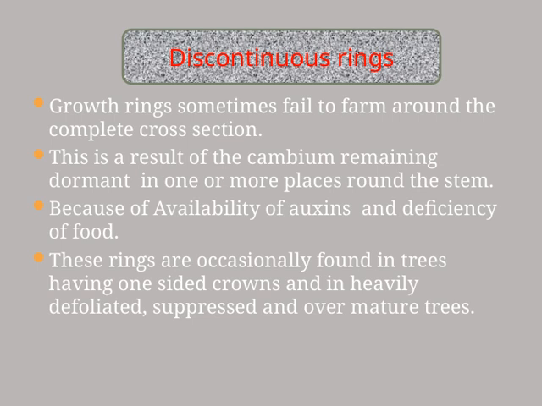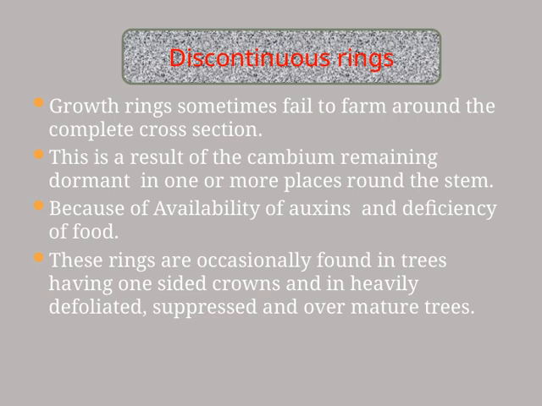This dormancy can be caused by factors like the availability of auxins, which are growth hormones, and a deficiency of nutrients or food supply. When the tree doesn't have enough resources, it can't sustain uniform cambial activity all the way around. You'll often notice these incomplete or interrupted rings in trees that have one-sided crowns, meaning their branches are mostly on one side, or in trees that are heavily defoliated, suppressed, or overmature. These are signs that the tree's growth has been uneven or stressed, affecting how the rings develop.